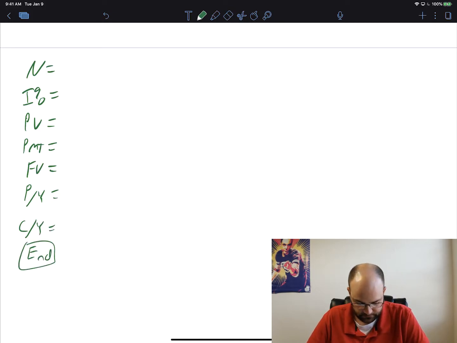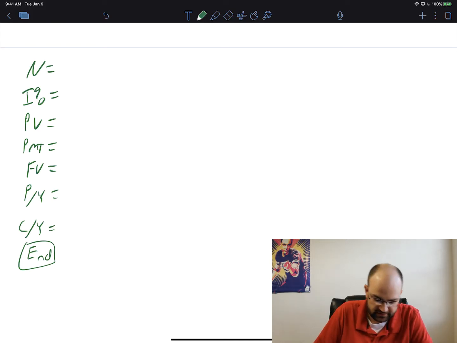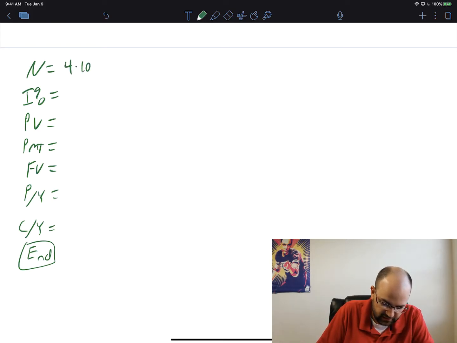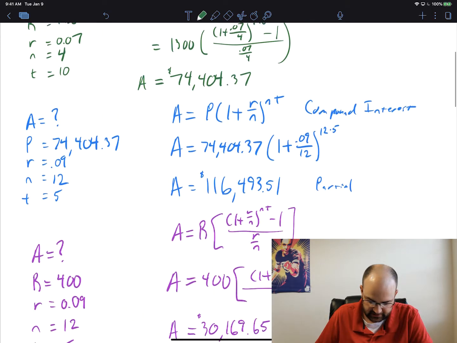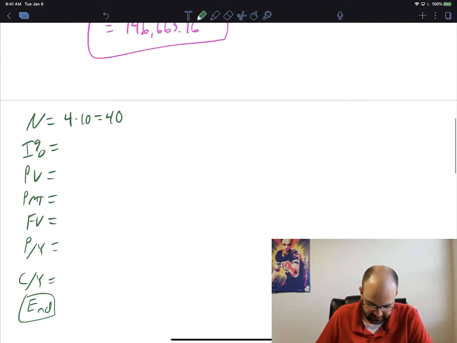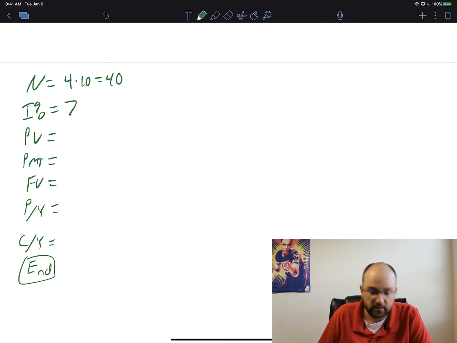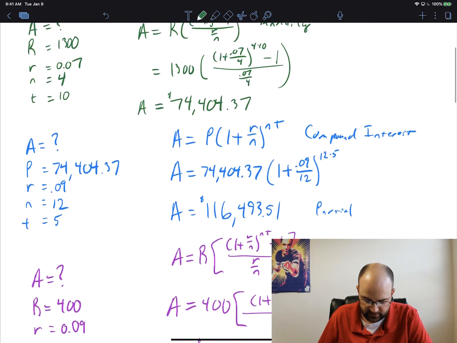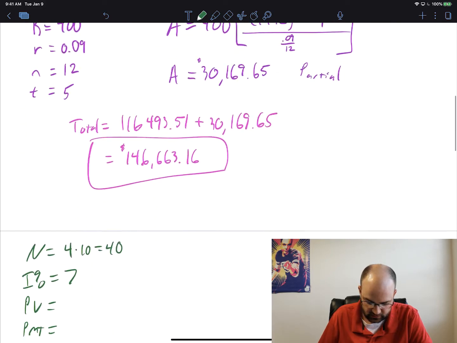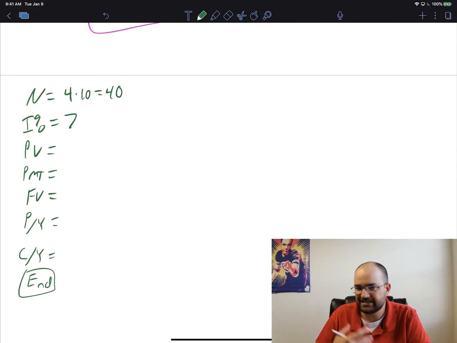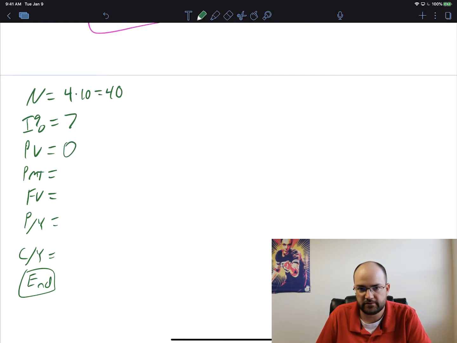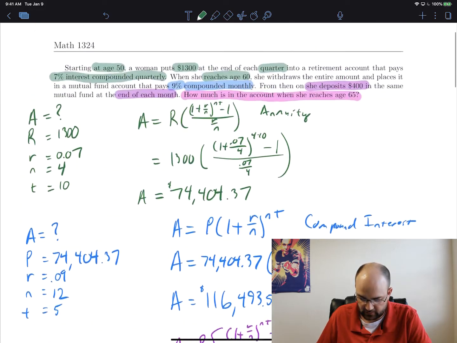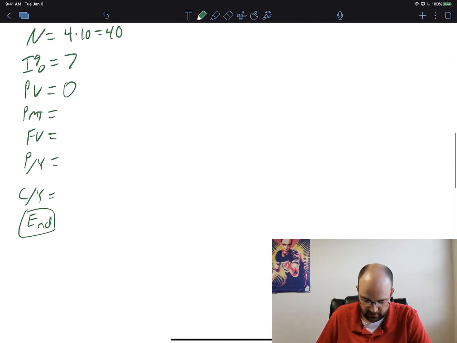Okay, so capital N. Well, this is compounded quarterly for 10 years, so that'll make that 40. I%, and the interest rate here is 7%. Present value is how much is in the account today, but she hasn't started saving yet, so there's nothing in that account. The PMT is the payments, and in this case, if we go back up, the payments are $1,300.